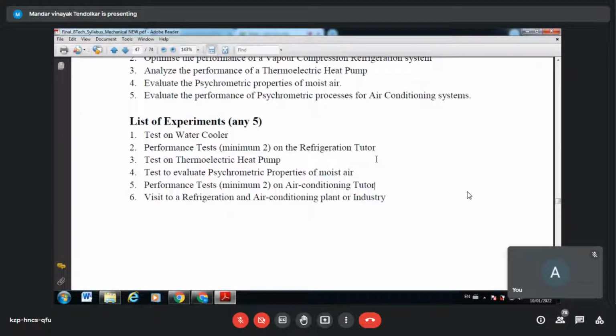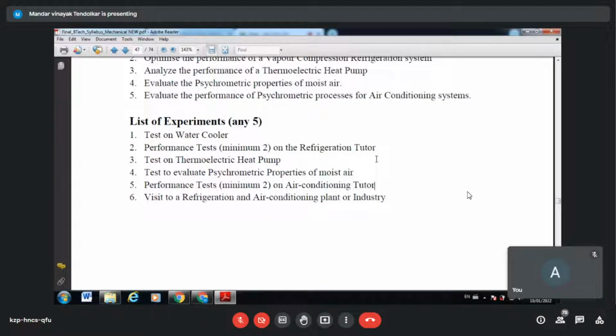As I said in the beginning of the syllabus itself, refrigeration and air conditioning is not a course which is like a theory one. You have to feel that cold, you have to feel that humidity. Then only there is some fun in that. Otherwise, it's like just a theory part.